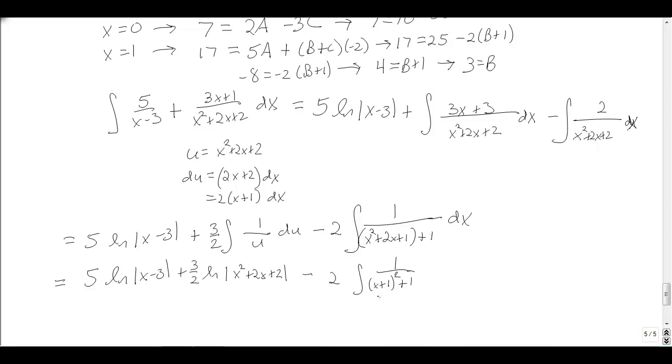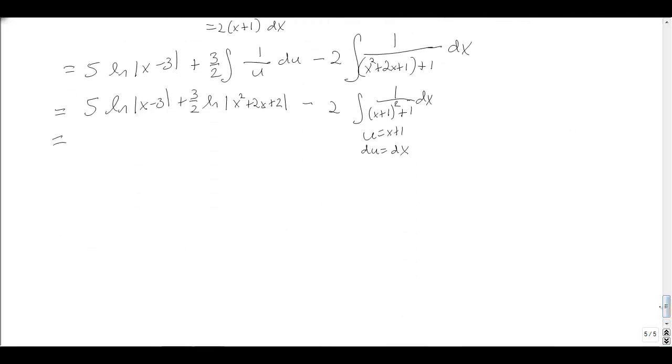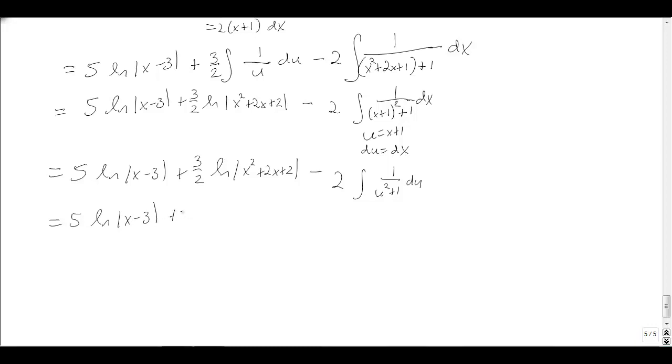And now if you see 1 over u squared plus 1, where u is x plus 1, du is dx. Whoops, I have my dx. This integral is a 1 over u squared plus 1. Well, what's its antiderivative? That's an arctangent. So what you get at the end of this all is 5 times natural log absolute value x minus 3 plus 3/2 times natural log x squared plus 2x plus 2 minus 2 times an integral. This just becomes 1 over u squared plus 1 du. This antiderivative is an arctangent. So you get 5 times natural log x minus 3 plus 3/2 natural log x squared plus 2x plus 2 minus 2, and you get an inverse tangent, or arctangent, of u plus c, and then u is just x plus 1.